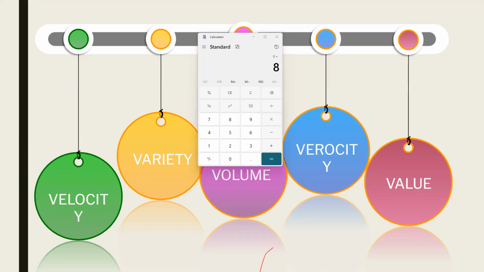And then the fifth one comes: the value. No matter how small or big your data size is, if the value is 0, that data is 0. So we won't be storing it. Even if it would be big data, it is of no use to us. It won't become big data for us because we are not bothered about it. It's garbage.